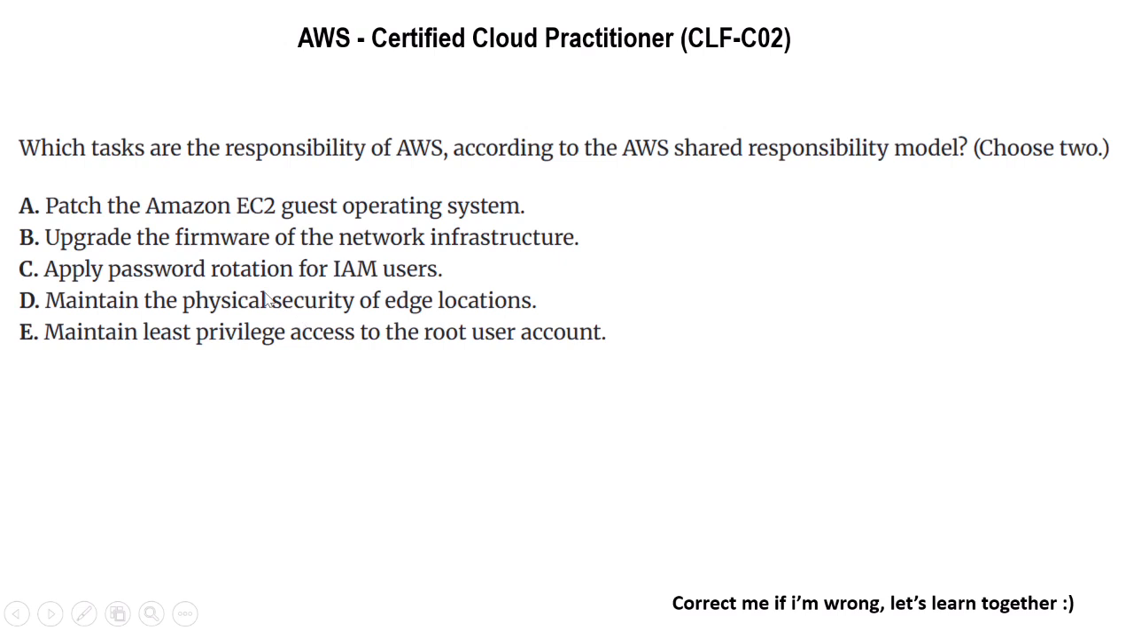Next question. Which tasks are the responsibility of AWS according to the AWS shared responsibility model? Choose two options. Option A, patch the Amazon EC2 guest operating system. Option B, upgrade the firmware of the network infrastructure. Option C, apply password rotation for IAM users. Option D, maintain the physical security of edge locations. Option E, maintain least privilege access to the root user account. The right options are option B and option D.